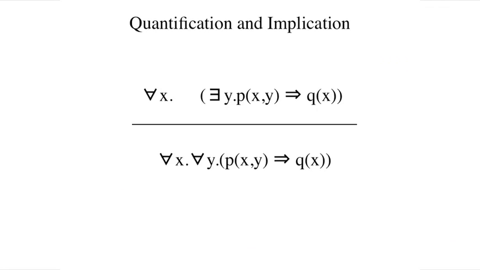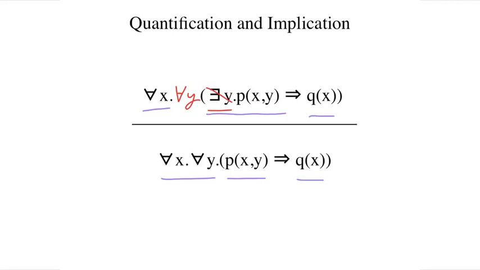The relationship holds the other way around as well. Given that for all x, if there exists y, p of xy, then q of x, we know that for all x, for all y, if p of xy, then q of x. We can convert an existential quantifier in the antecedent of an implication into a universal quantifier outside the implication.